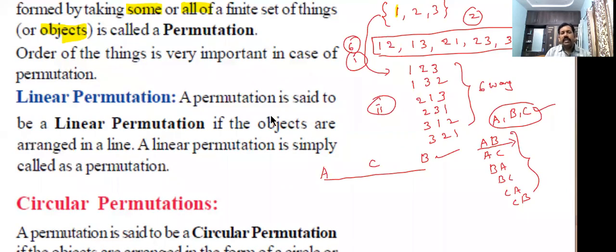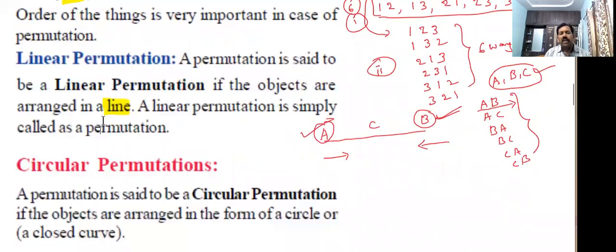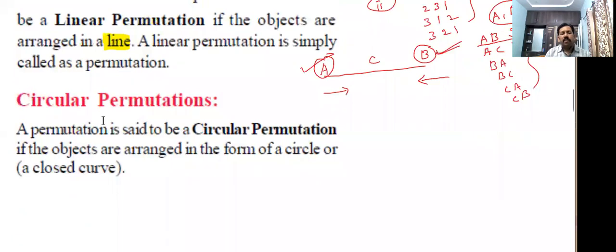So here in linear permutation, observe that in this direction, this is the first place, this is the last place. Suppose you observe in this direction, this is the first place, this is the last place. So in linear permutation, first and last place should be there. A permutation is said to be a linear permutation if the objects are arranged in a line. Remember it, arranged in a line. It's called linear permutation.